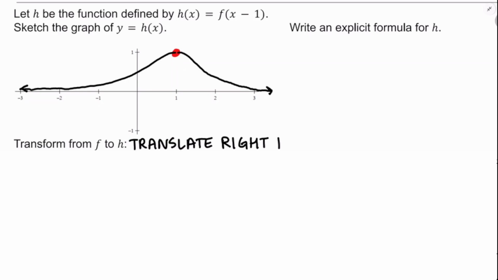If I'm trying to write an explicit formula for h, well, I'll just remind myself h of x is f of x minus 1. Wherever I see x in the formula for f, I'm going to replace it with x minus 1 in parentheses. And so I'll say that's 1 over x minus 1 squared, then add 1 on the outside.